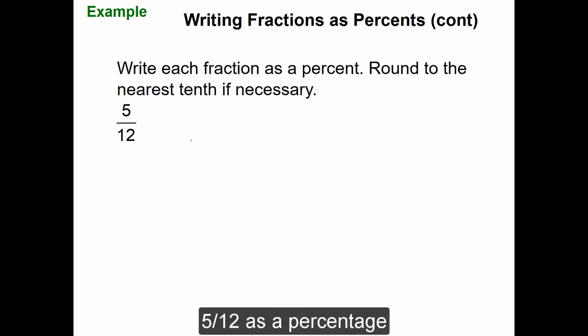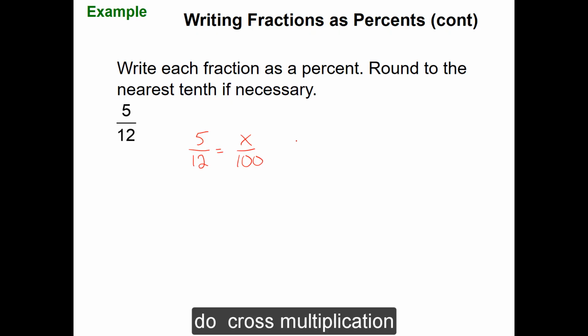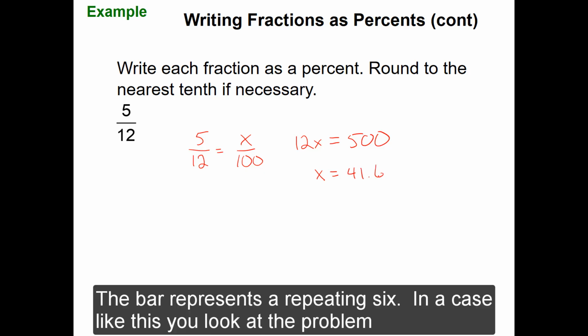Five over 12 as a percentage. So anytime we start with a fraction, want to convert it to a percent, let's just set it up as a proportion. Do our cross multiplication. When you divide both sides by 12, you get 41.666, and I'll put the bar to represent repeating 6.